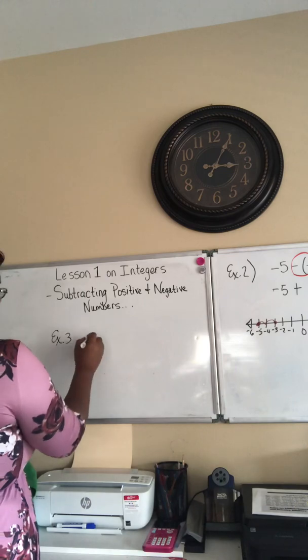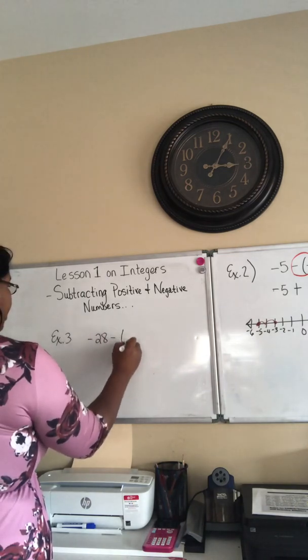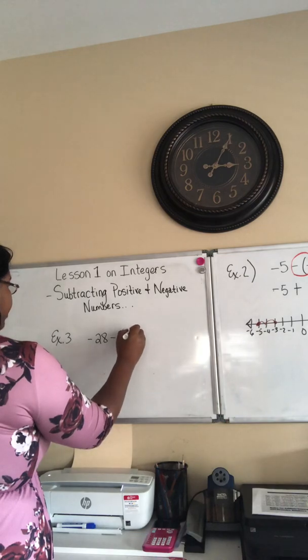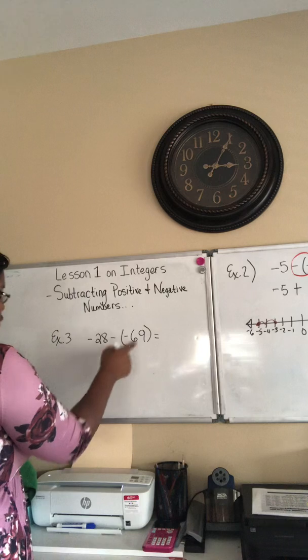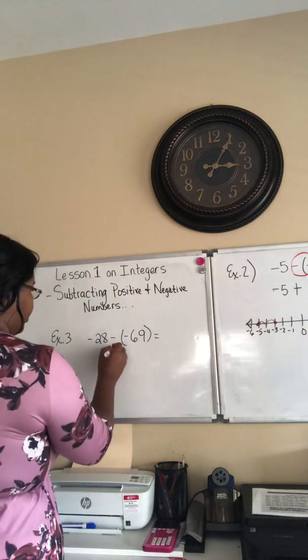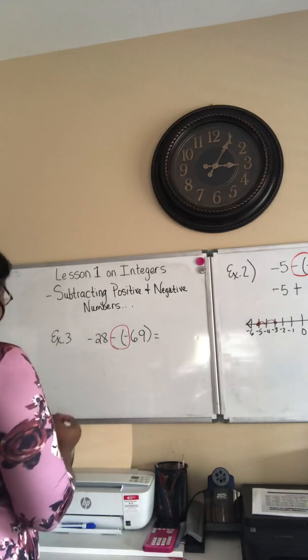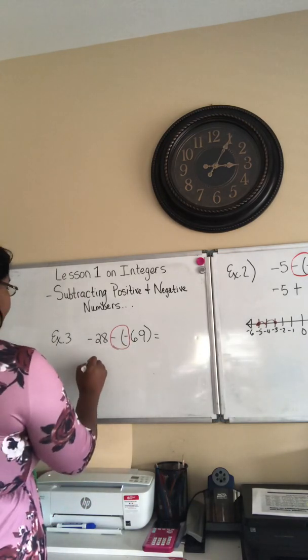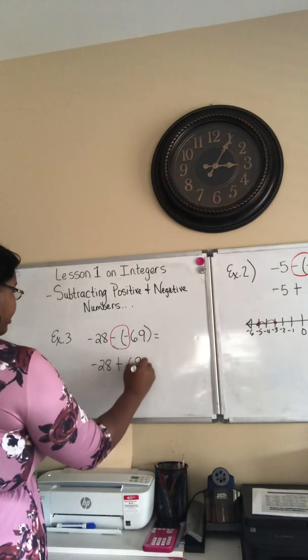So let's say you have -28 minus a -69. Okay, what does our rule say to do with this negative situation? Circle that. It looks like a broken plus sign. So now we have -28 plus 69.